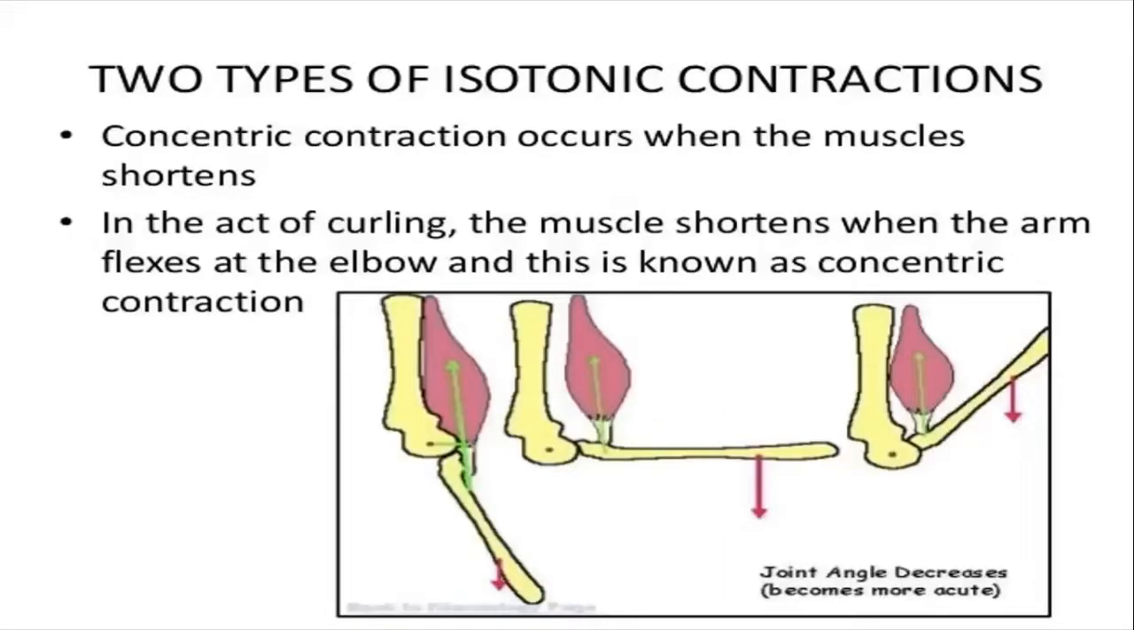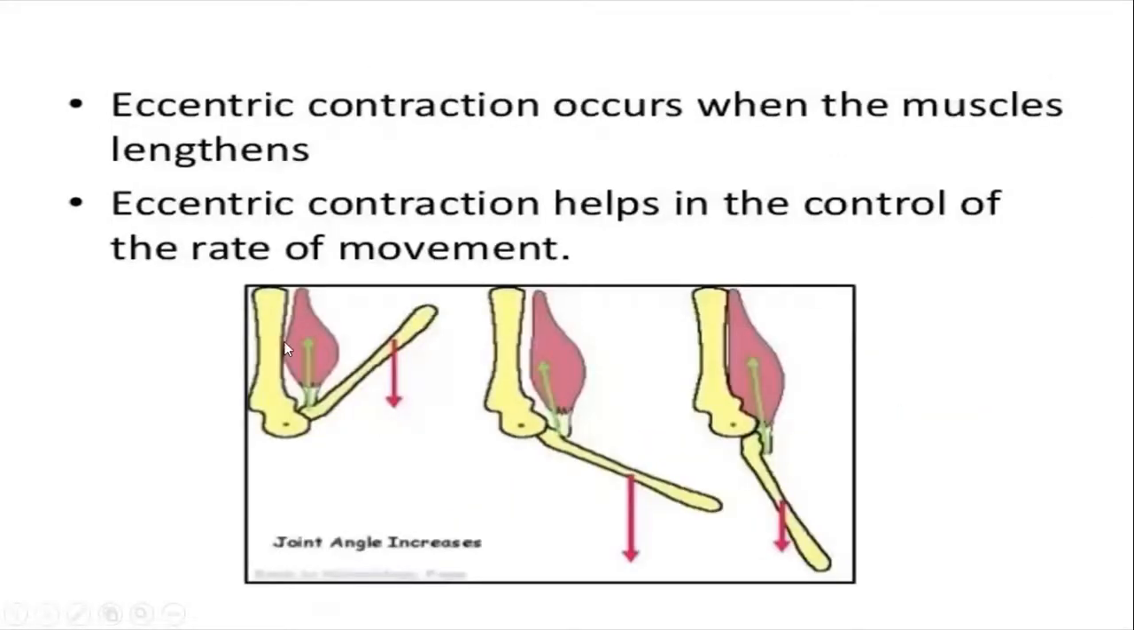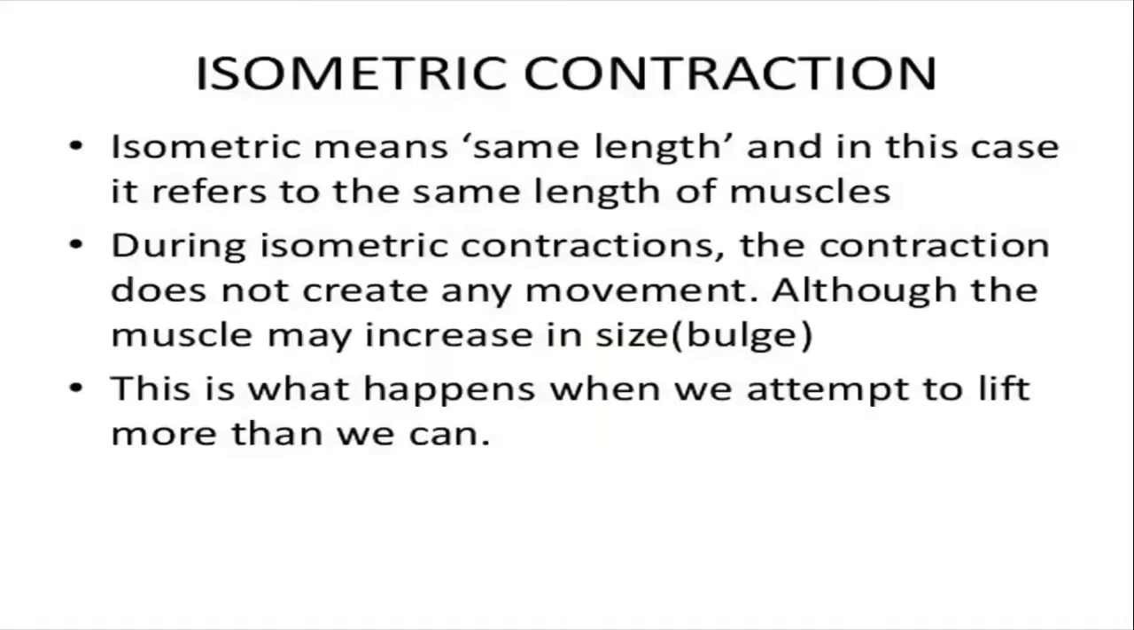There are two types of isotonic contraction. We have told one is concentric, another is eccentric. Concentric contraction occurs when the muscle shortens. You can see here, this was the muscle. Here it has moved towards the joint, so there is shortening. So this is concentric contraction. Now eccentric contraction. This was the initial position. Now you have stretched the elbow, so the muscle increases in length. This is eccentric contraction. So concentric contraction and eccentric contraction.